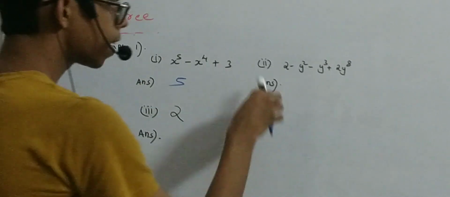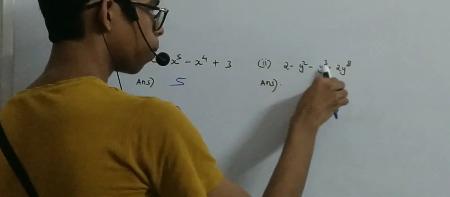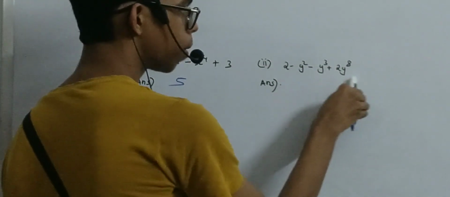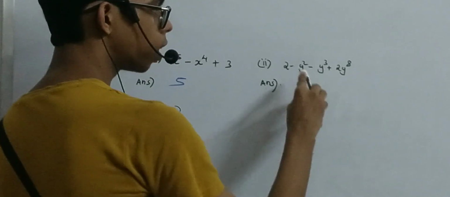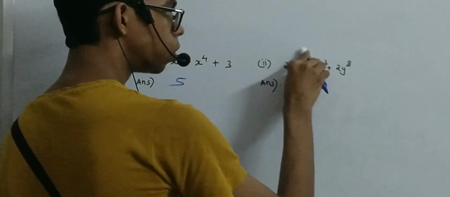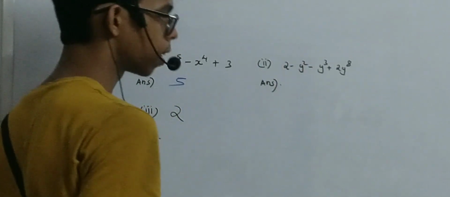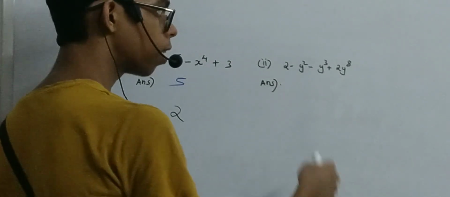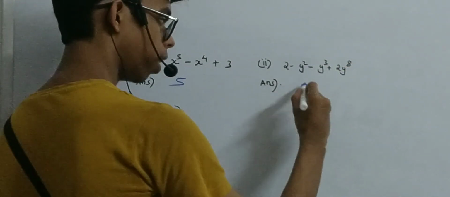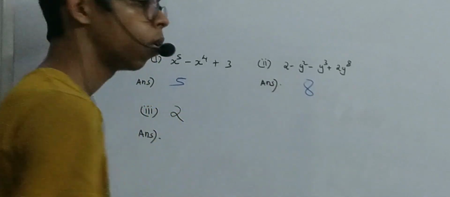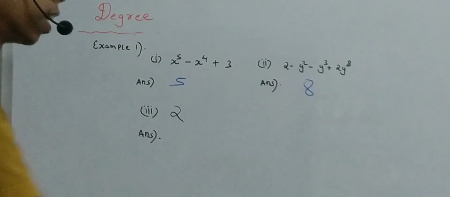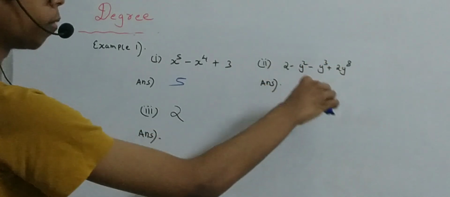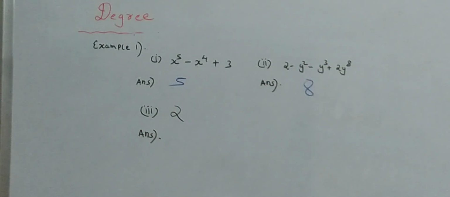Now the second one, 2 minus y square minus y cube plus 2y raised to 8. What are the powers present over here? 2, 3 and 8. Which is the highest power? Which is the greatest one, 2, 3 or 8? We know it is 8. So the highest power will be 8, and the degree of this polynomial will be 8.